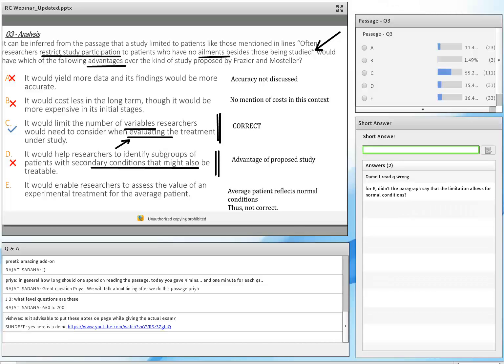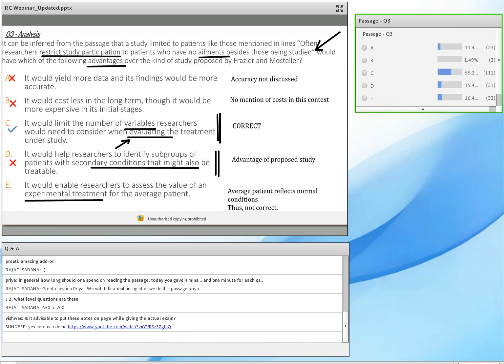Where is experimental treatment over here? In the paragraph anywhere? Okay.